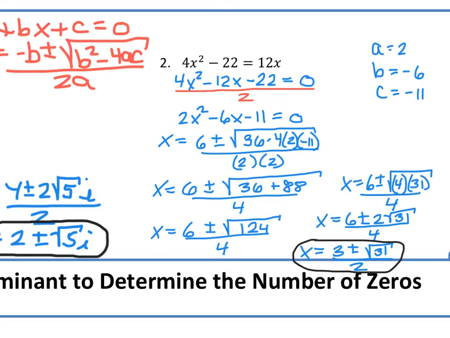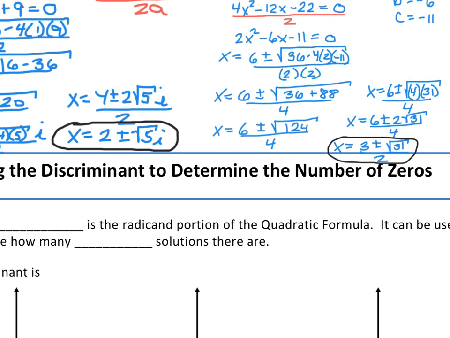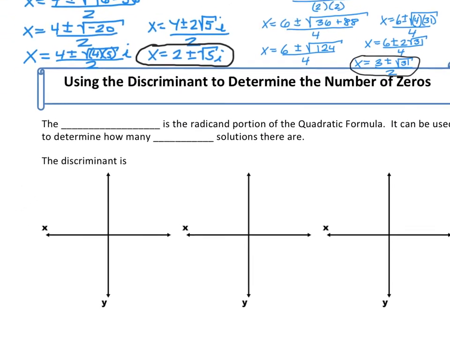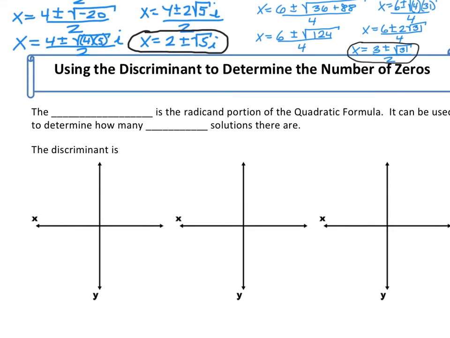Okay, let's introduce one last concept here, and it's called the discriminant. So the discriminant is a new vocab word that you're going to need to know. The discriminant is something I always confuse with the determinant. That's something else in math. The discriminant is the radicand portion of the quadratic formula, and it can be used to determine how many real solutions or even what type of solutions you have.